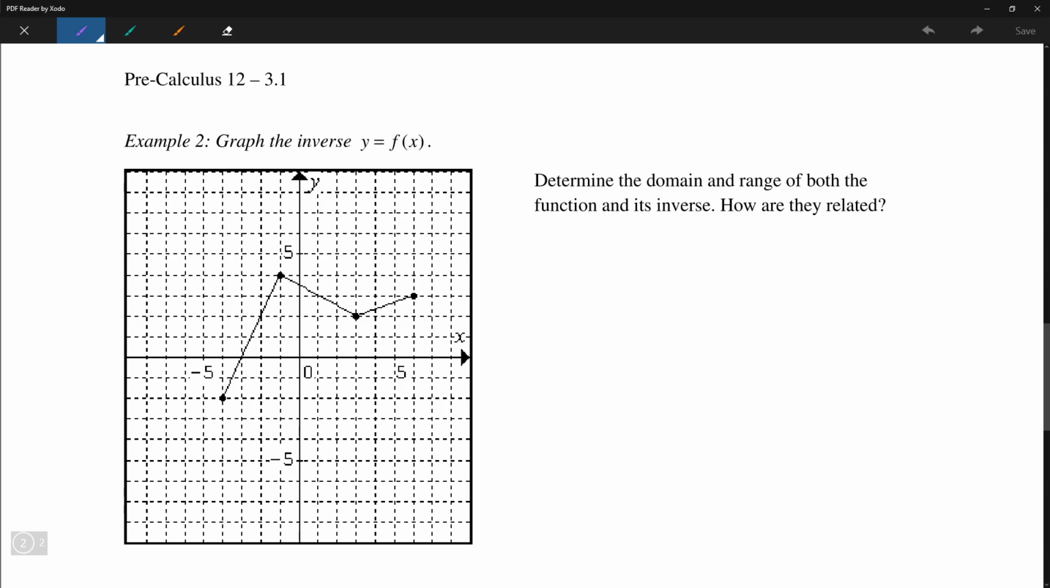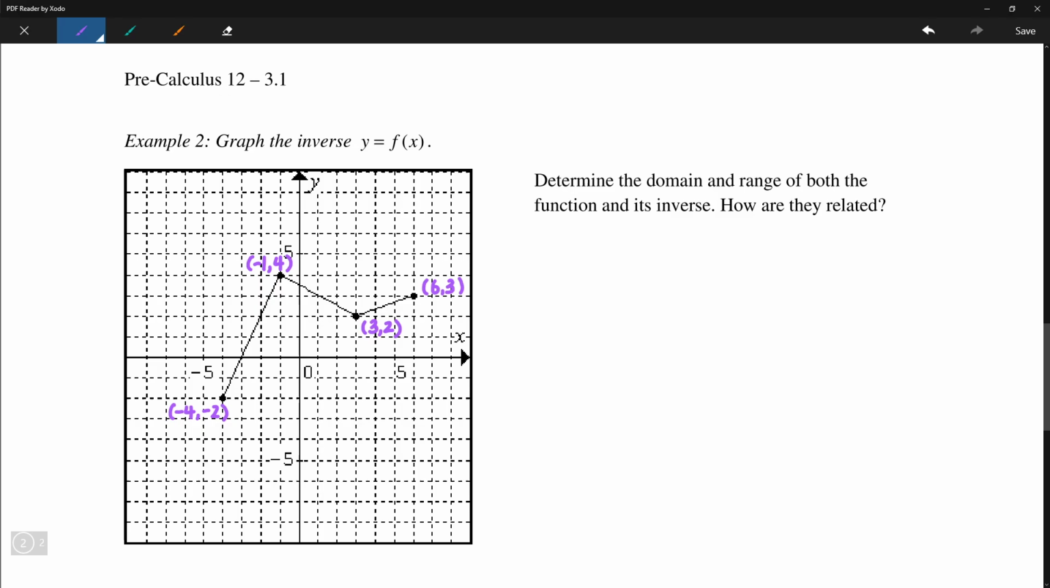Their coordinates are -4, -2, -1, 4, and then here we have 3, 2, and finally 6, 3.